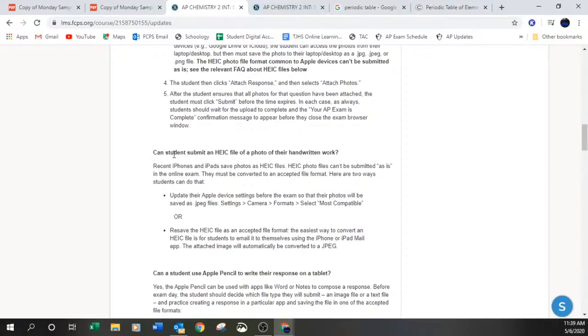This is huge. Some of your phones are going to create what's called an HEIC file. Make absolutely sure your phone is not creating an HEIC file, because that won't be accepted. So make absolutely sure that you've gone through whatever steps are necessary to make your phone save it as a JPEG in order to submit it, or as he says before, you can convert that to a PDF if you know what you're doing.